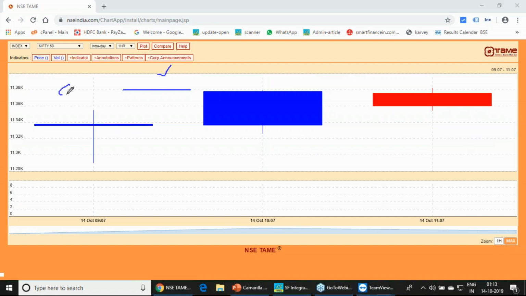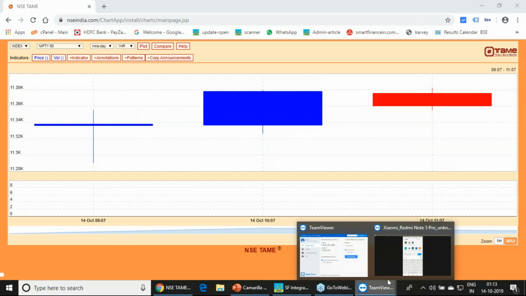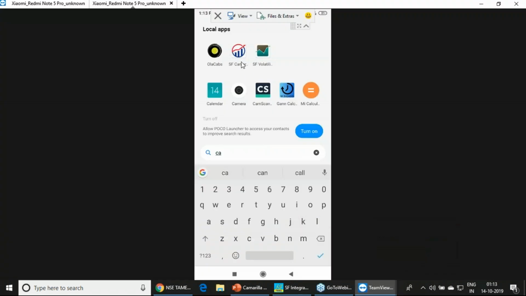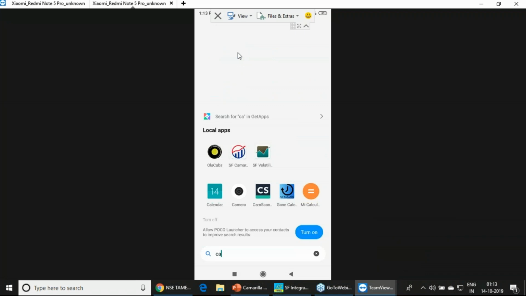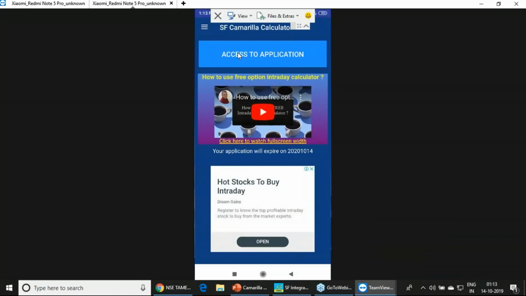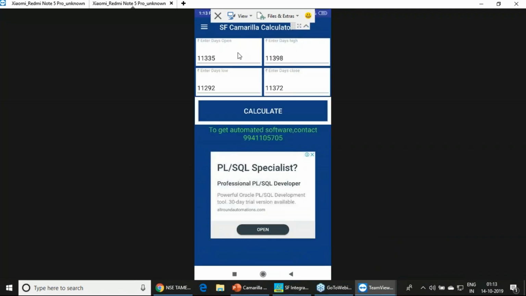This is what happened in the 9:15 to 10:15 period. The 1 hour candle we are utilizing for intraday trade. And I'm going to use my Android app, which is the free Android app. I have just opened it up, and you are able to see these icons here. I'm opening this Android app, and it is taking me inside my app.